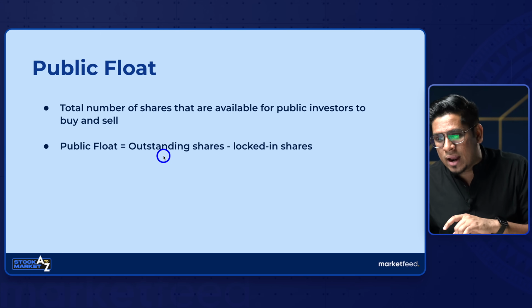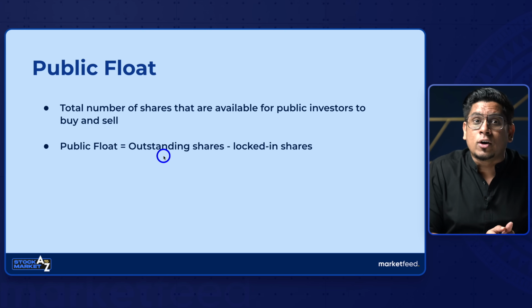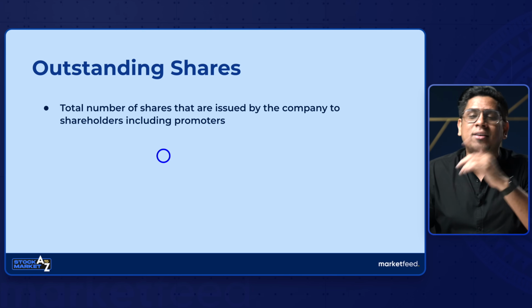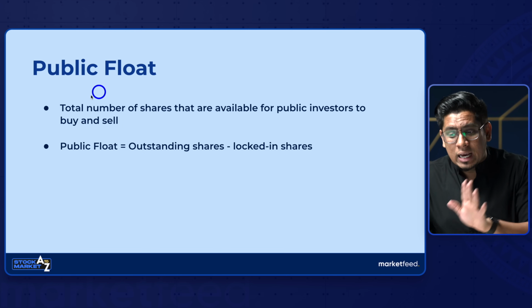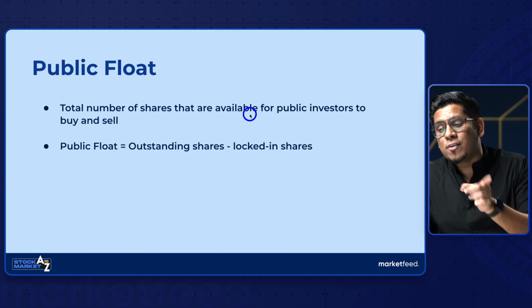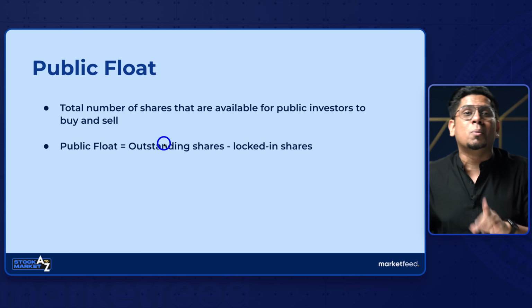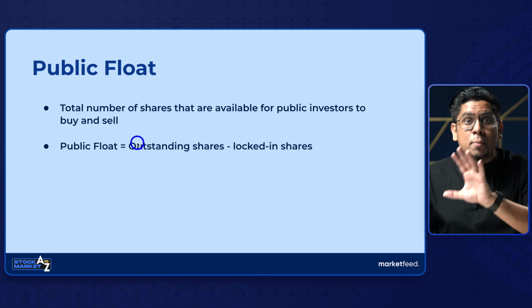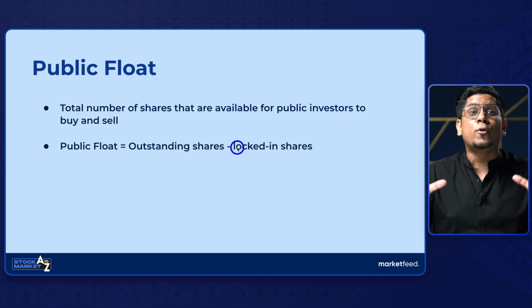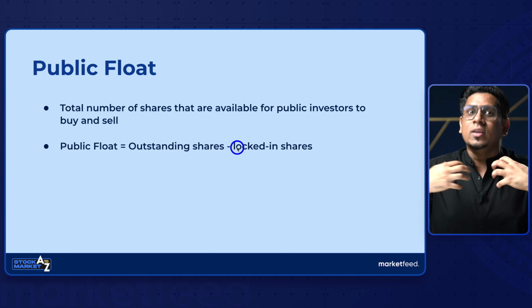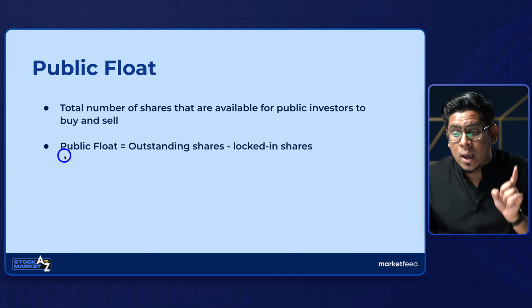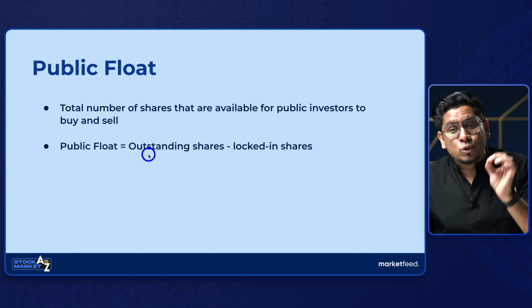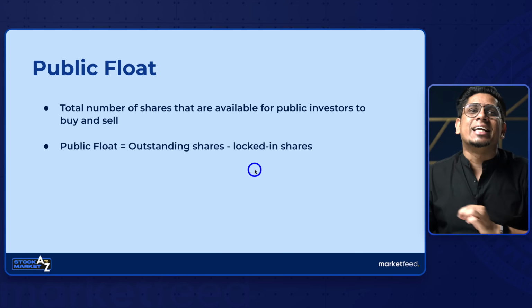Now let's move ahead and even understand what public float is. When we understand this, you'll have a better understanding of what outstanding shares are. Public float is the total number of shares that are available for public investors to buy and sell. That is, the total number of shares available for public investors, both retail and institutional, to buy and sell. What is the formula here? Public float is equal to outstanding shares minus locked in shares.